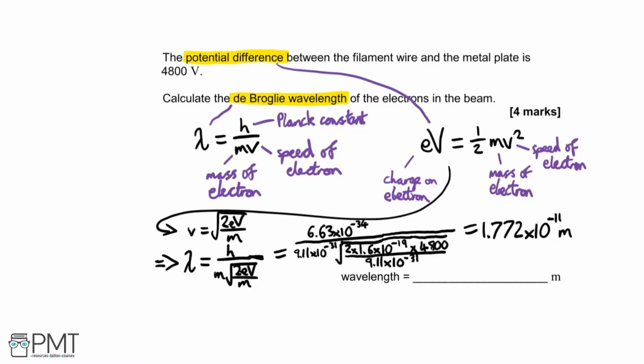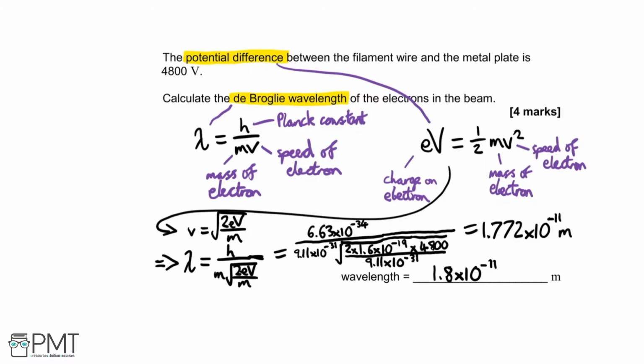Now I've ended up with 1.772 times 10 to the minus 11 meters. I'm going to round that to 1.8 because then it will be to two significant figures, which is the same as that 4,800 volts that we've been given in the question. Remember, we have to match the number of significant figures because that's the level of accuracy to which we can know our value based on the information that we're given. So a very small wavelength there.